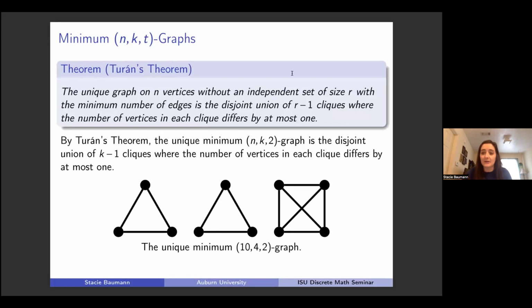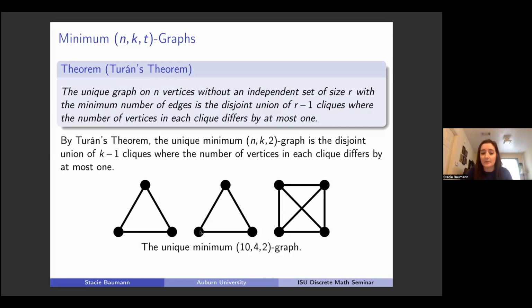So up top is the statement of Turán's theorem, and maybe it's the complement of what you normally think of when you think of Turán's theorem. But it says that the unique graph on n vertices without an independent set of size r, with a minimum number of edges, is the disjoint union of r minus 1 cliques, where the number of vertices in each clique differs by at most 1. So exactly an (n,k,2) graph is just a graph without an independent set of size k, right? Because if I need every k-set to contain a K_2, that's just an edge, right? So we don't want an independent set of size k. So it's exactly Turán's theorem here.